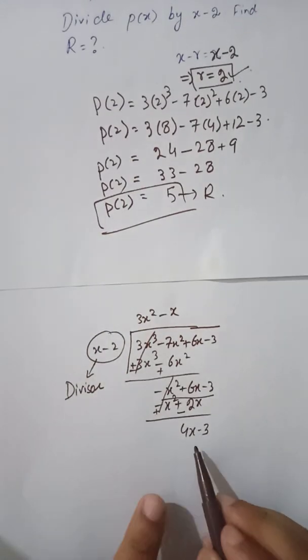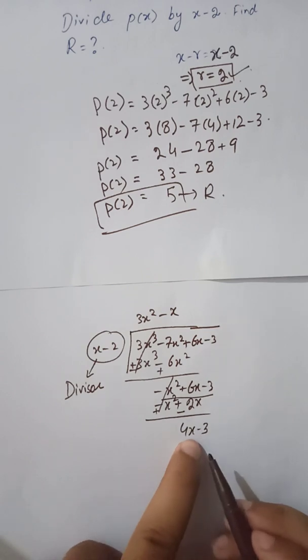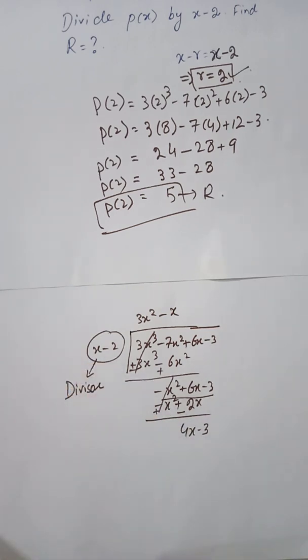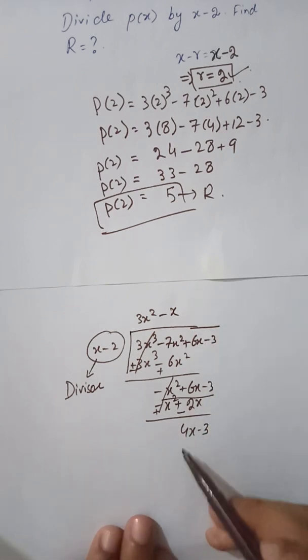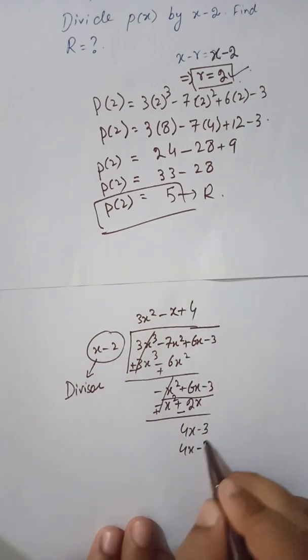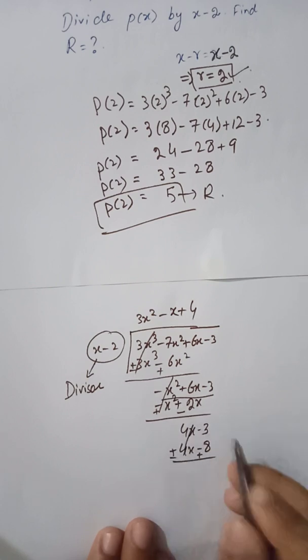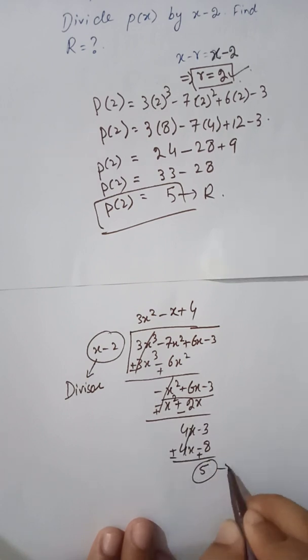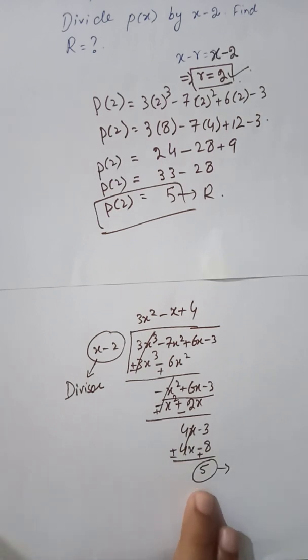Now you see that the degree of the remainder and the degree of the divisor are equal. So in this case you also need to proceed with the procedure. If you multiply x with 4, you will get 4x, and minus 2 with 4, so minus 8. Signs are changed, so from here you will get 5. You see that the degree of this remainder is 0 and here the degree is 1. So the degree of the remainder is less than the degree of the divisor, so here you need to stop the process.